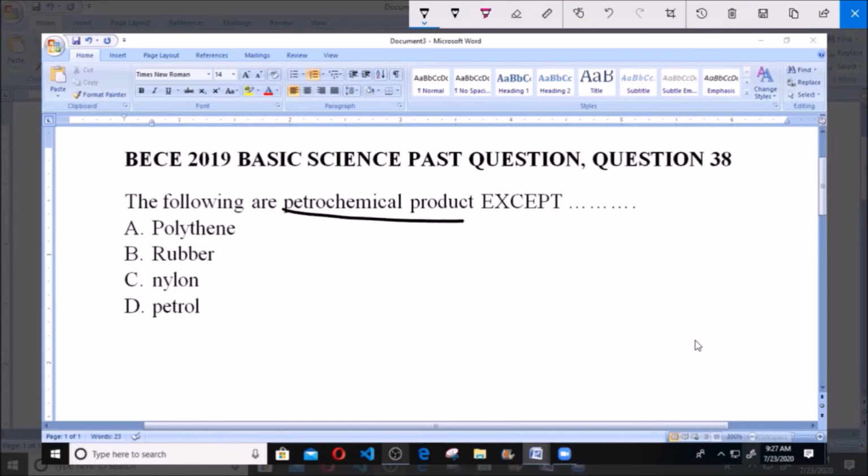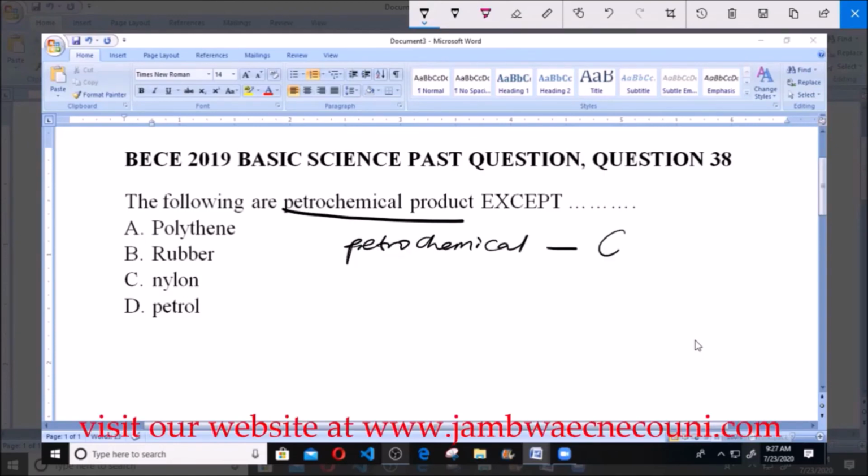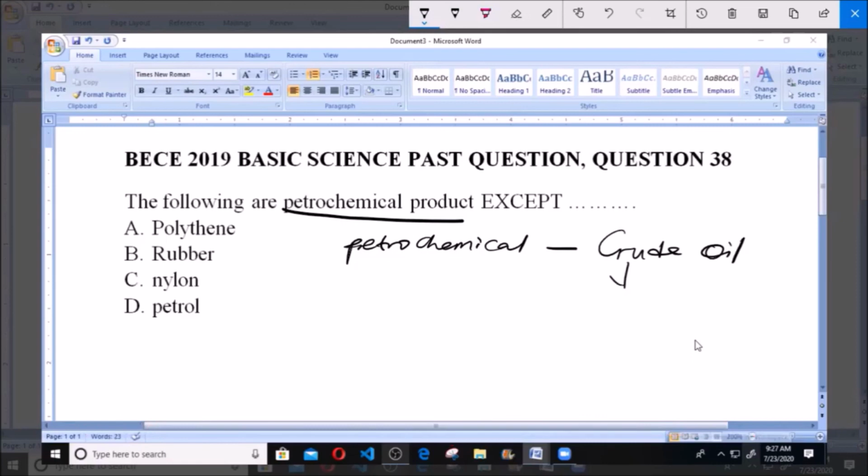Now what does petrochemical mean? Petrochemical, in other words, simply means crude oil. So petrochemical products are products of crude oil. That is the product we get after refining of crude oil. When crude oil is being refined, the product you get from the refinery is what we call petrochemical products. So we have to pick an option which is not a petrochemical product, which cannot be gotten after crude oil is refined.